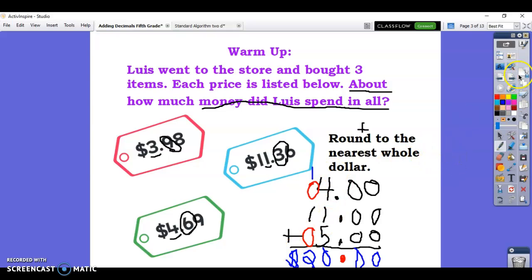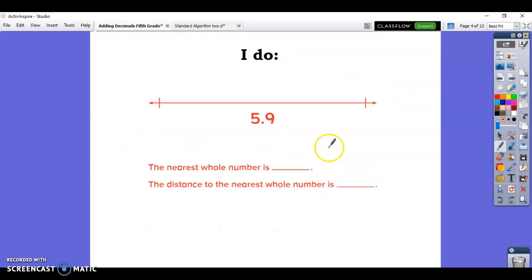That's our practice round. Okay, let's move on forward. Check and make sure you have those answers correct. Now, here we have an I do, rounding to the nearest whole number. Last Thursday and Friday, we talked about rounding to the nearest whole number, or rounding to the nearest tenth, hundredth, or thousands. We're going to look at this one on a number line. Here we have 5 and 9/10.